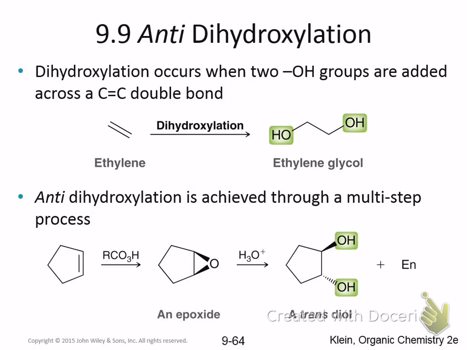Translation. And the mechanism we'll cover shortly, but in an anti-dihydroxylation, you form what's called an epoxide. An epoxide is a three-membered ring with an oxygen in it. It's awesome. Is it strained? Yes, horribly strained.